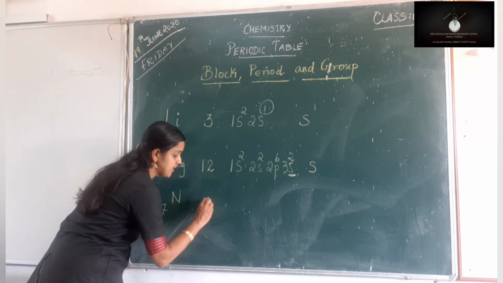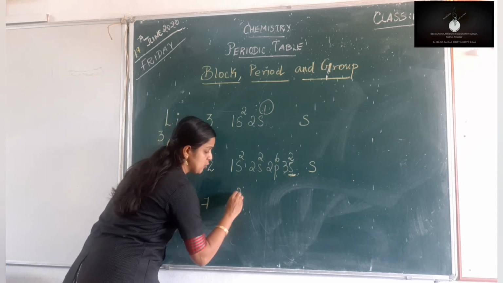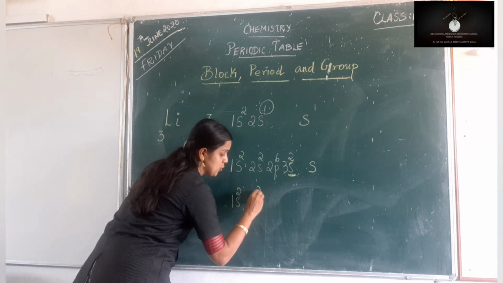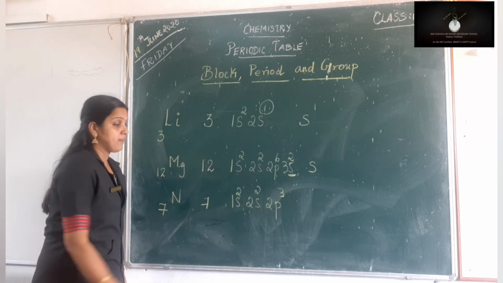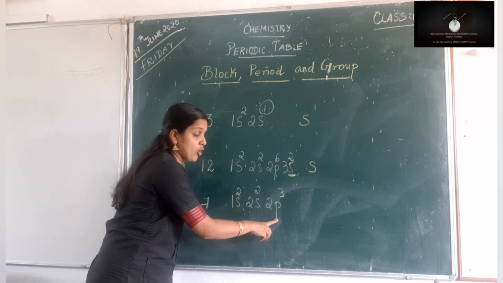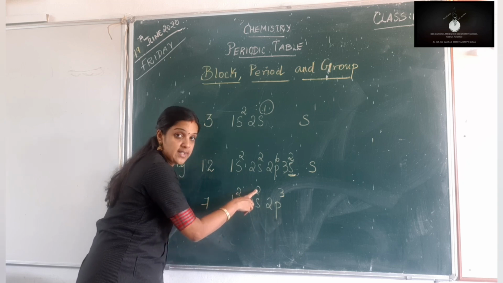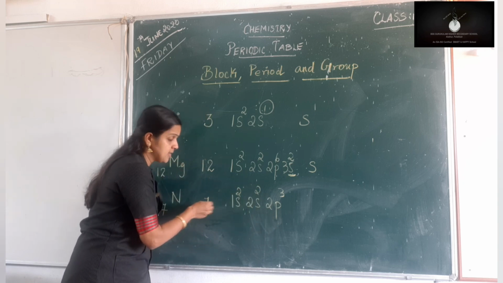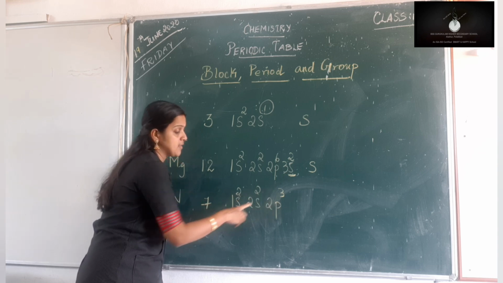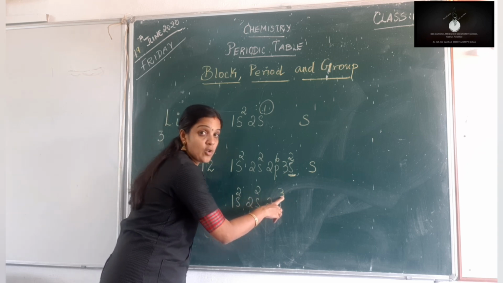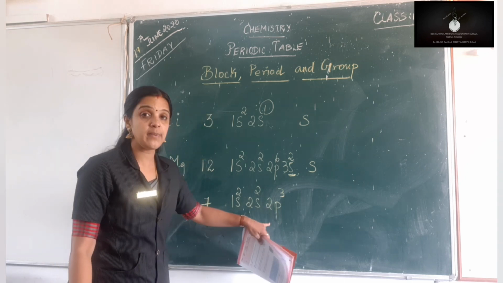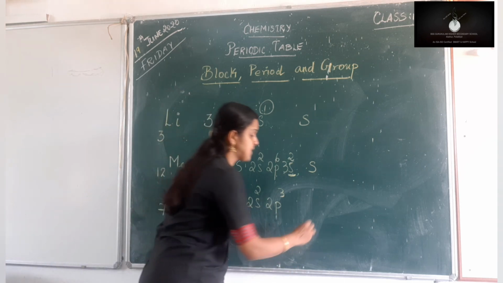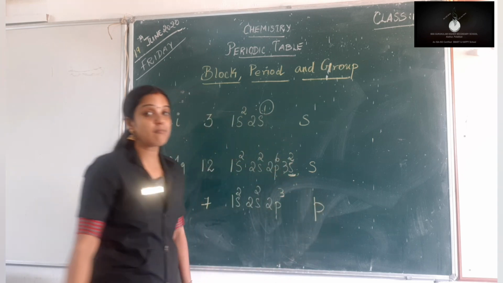So how will I write now? 1s2, 2s2, 2p3. P subshell can take 6 electrons, but already I have 4 here. I need 7, so I put 3 here. So now the last electron is getting into which subshell? Whether S or P, it is getting into the P subshell. So I write here P.